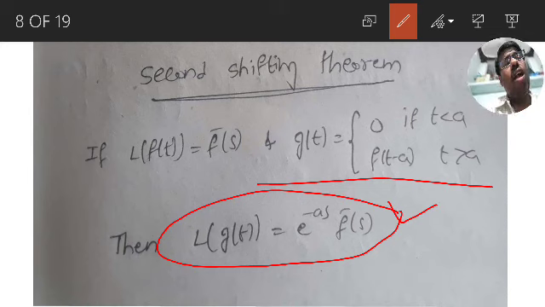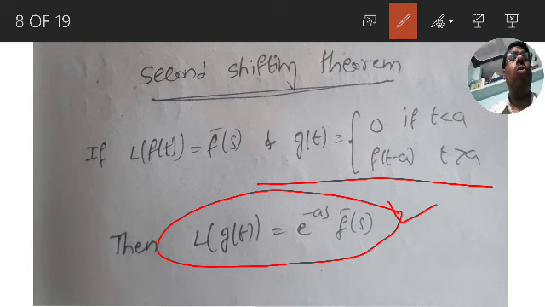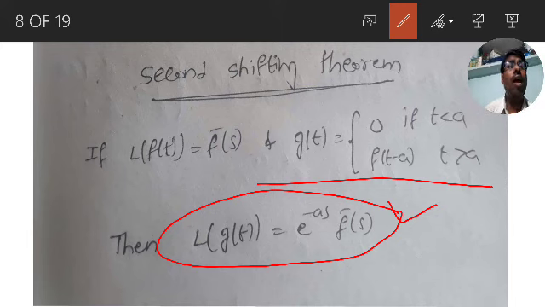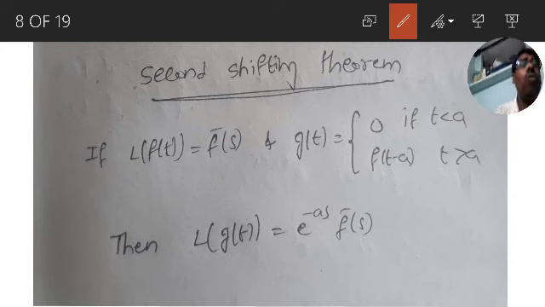What it says: L of g of t is equal to e power of minus as into f bar of s. F bar of s is given and e power of minus as into f bar of s is what we need to find. First of all we defined the unit step function, because by using it, it is very easy to understand the second shifting theorem. So this is our second shifting theorem. Quickly, let us go to the problems.